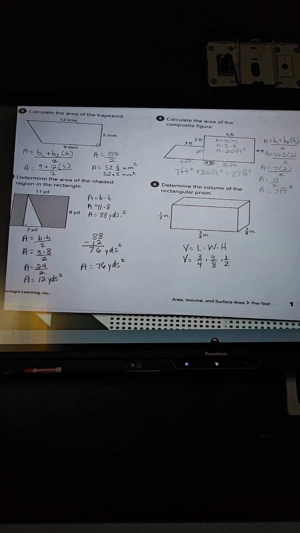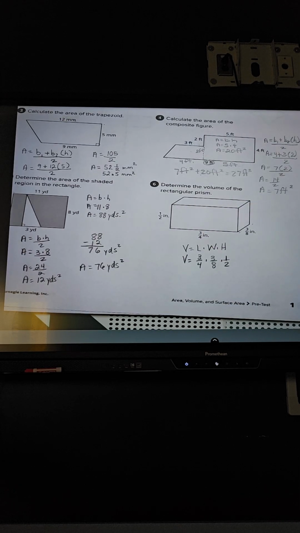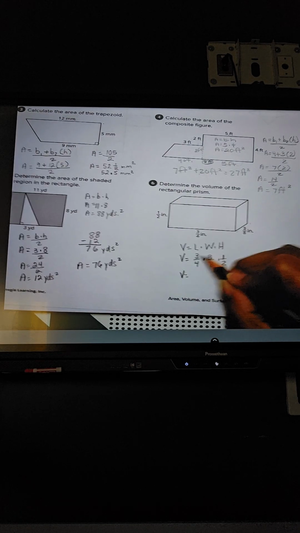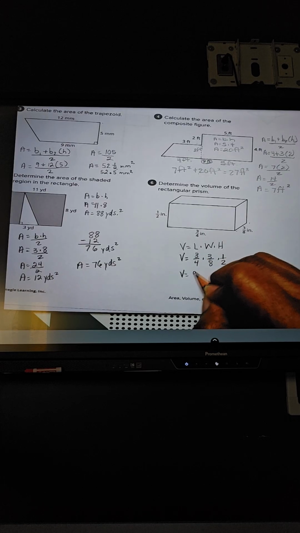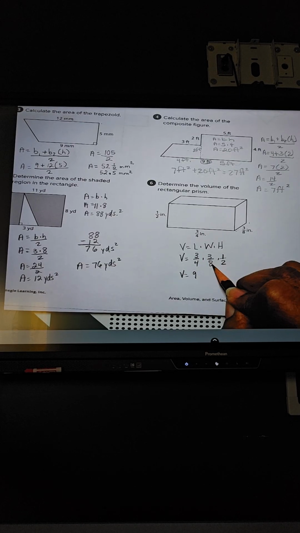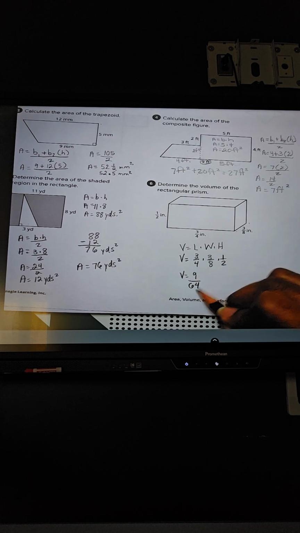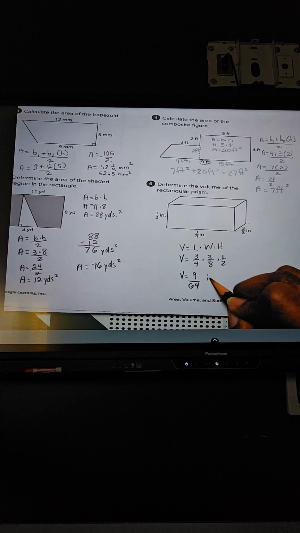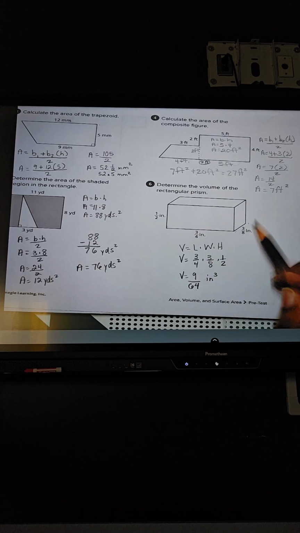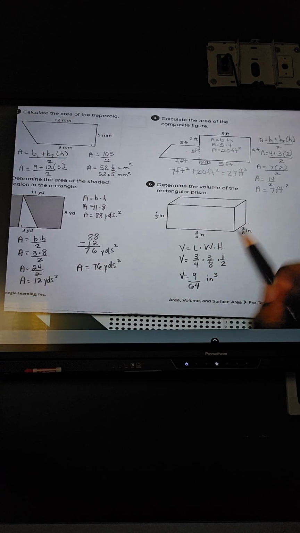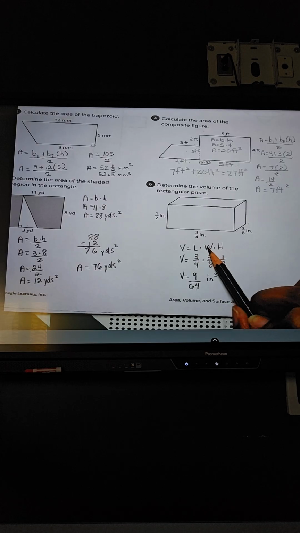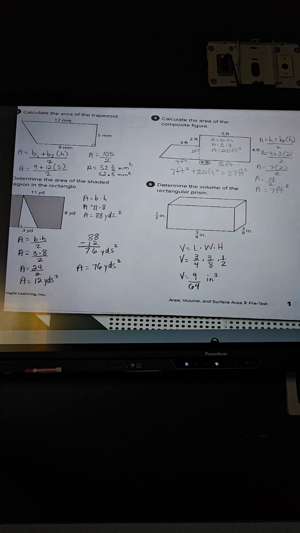Remember, with multiplication of fractions, you simply multiply your numerators times your numerators and your denominators times your denominators. So therefore, 3 times 3 times 1 is 9. 4 times 8 is 32. 32 times 2 is 64. So 9/64 inches cubed, because this is 3-dimensional. The dimensions are length, width, and height. Okay?